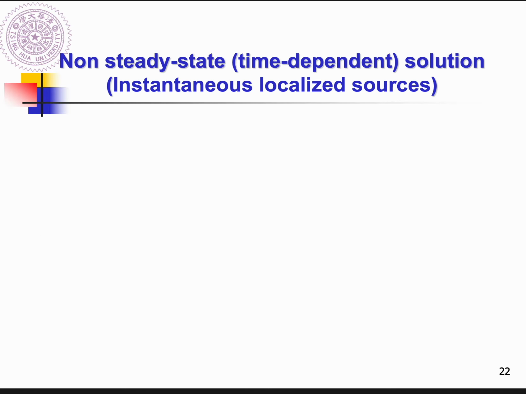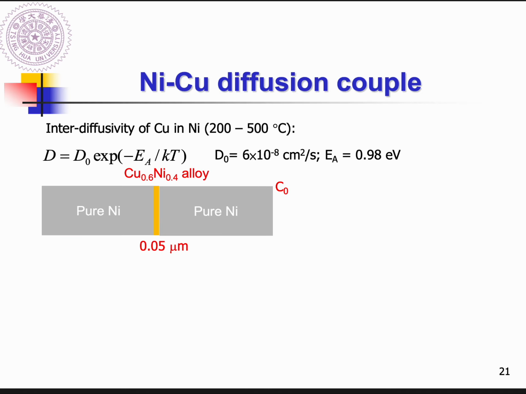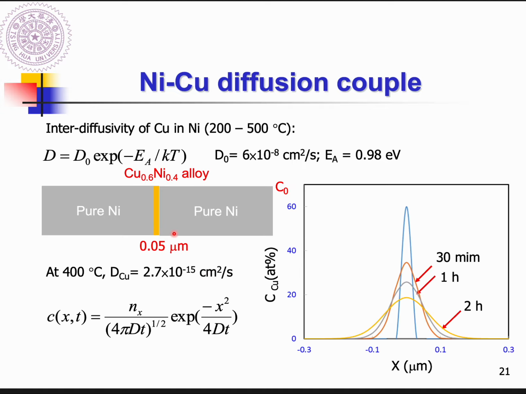Okay, so we finish this part. Before we end, let me give you an example which we call a nickel-copper diffusion couple. We have a thin copper-nickel alloy in between pure nickel, and the thickness of this alloy is very thin, 0.5 micrometer. The copper can diffuse either to the left-handed side or right-handed side, so it belongs to the one-dimensional diffusion case.